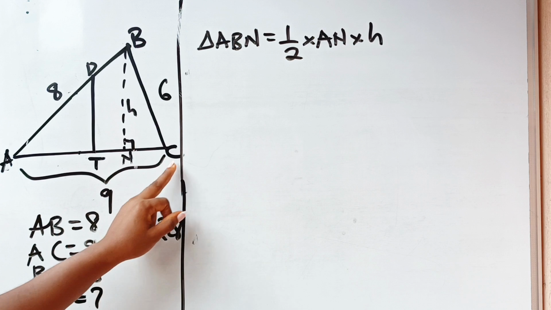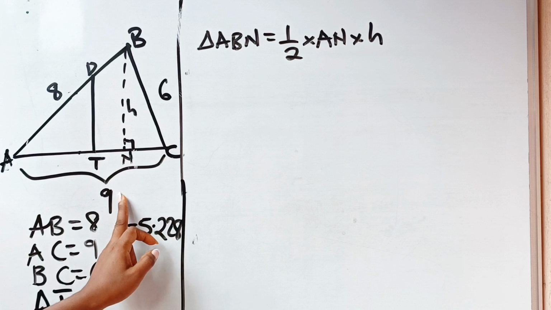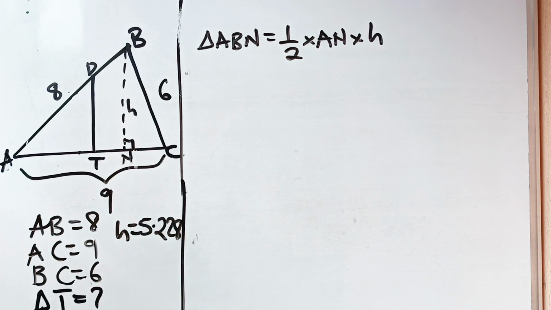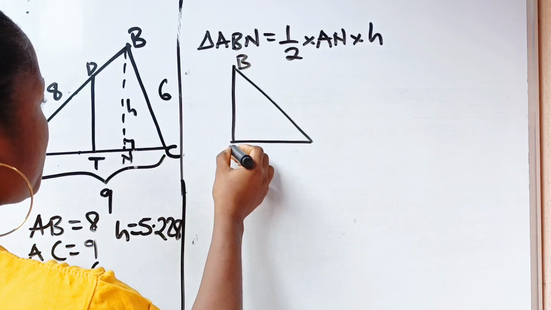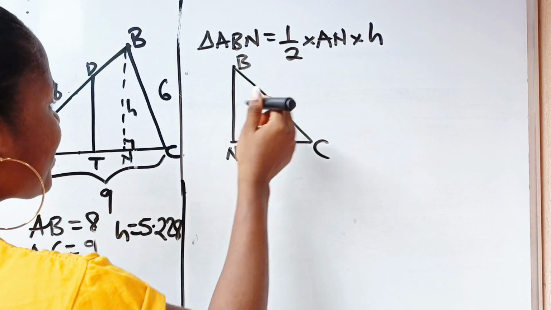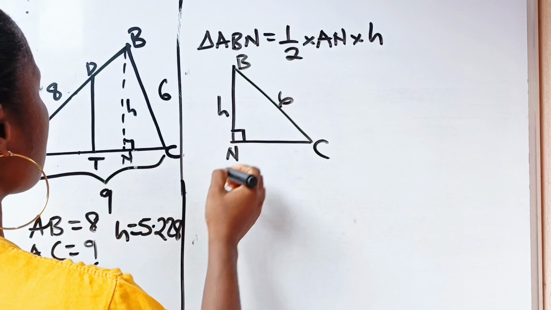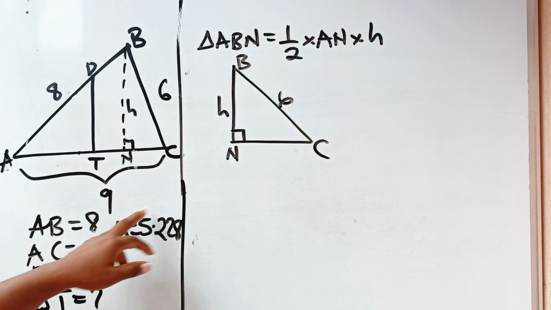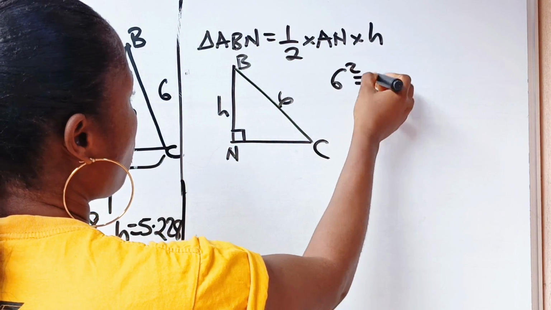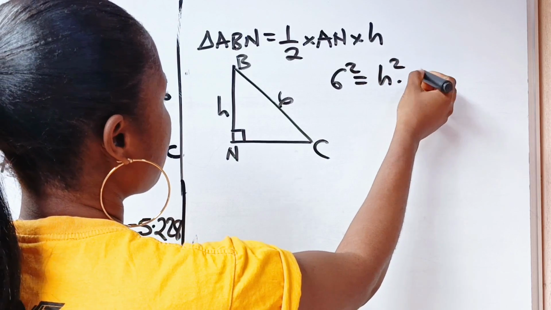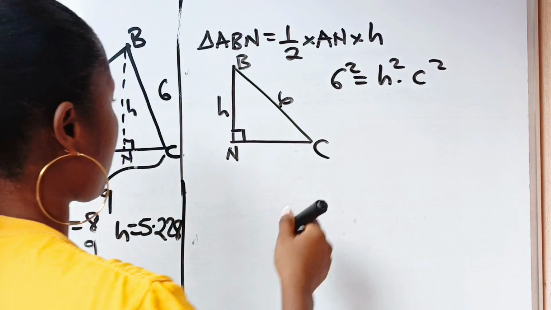We already know that from here to here is 9. That is AC. So if we can get NC and subtract it from 9, we get AN, because we can easily get NC. Yes, using the Pythagorean theorem, we're almost at the end of this journey. Okay, so this is 6, this is H. We need NC, right? Now, remember that, like I said, using the Pythagorean theorem, 6 squared is equal to H squared plus NC squared. Okay? All right, NC squared, sorry.